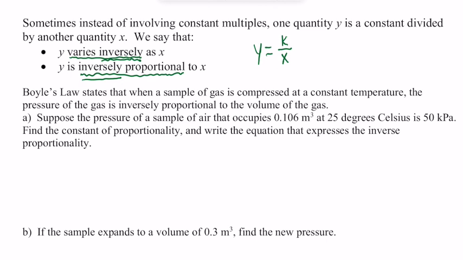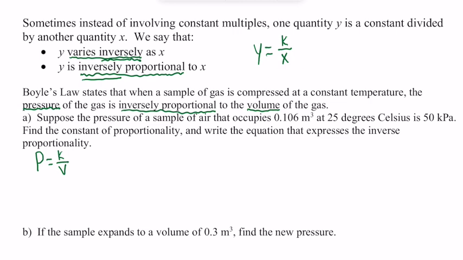Boyle's law states that when a sample of gas is compressed at a constant temperature, the pressure of the gas is inversely proportional to the volume of the gas. So without reading the rest of the problem, I already know my basic equation. I'm going to use P for pressure and V for volume. And since it said pressure is inversely proportional to volume, we can say P equals K divided by V.